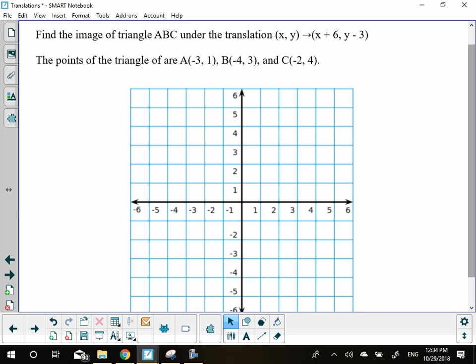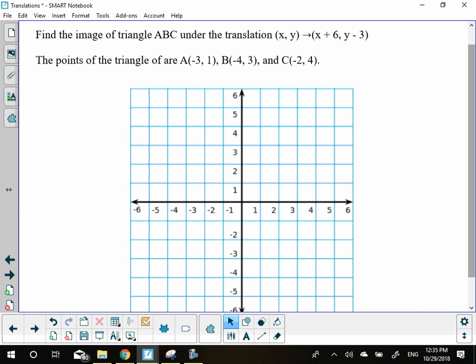And this is how we write translations. (x, y) is mapped onto (x + 6, y - 3). When we're talking about x, what direction is x? Left, right, and that's a positive move. Is that going to be right or left? Right. Okay, then y is up and down. Is a negative y going to be up or down? Down. So basically that means we're moving the triangle right 6 units and down 3 units.